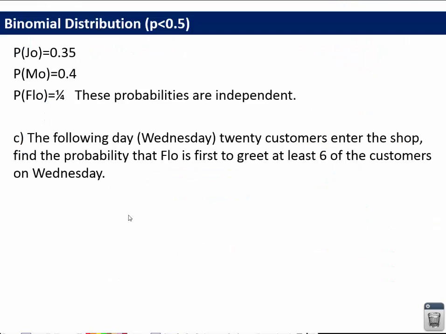Okay, on to the third question, question C. The following day, Wednesday, 20 customers enter the shop. Find the probability that Flo is first to greet at least 6 of the customers on Wednesday. This question seems very similar to the last question, but are there any differences? Well, yes. First of all, it's Wednesday. There are now 20 customers, so n is now 20. And my probability is also different. It's Flo, so the probability is a quarter, which is 0.25.